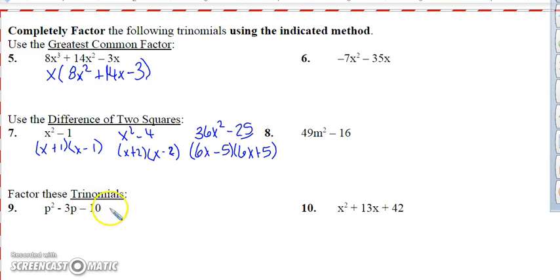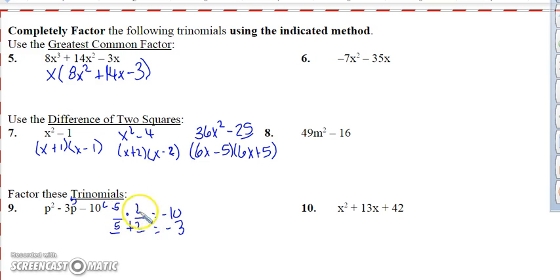these are easy trinomials, so these are just factors of c that add to b. This is our c term, this is our b term, so we say what times what gives us negative 10, what plus what gives us negative 3, and you can probably see it already, 5 and 2, 5 and 2.